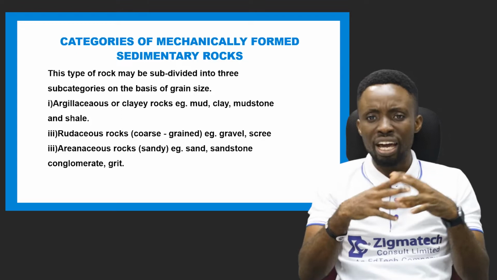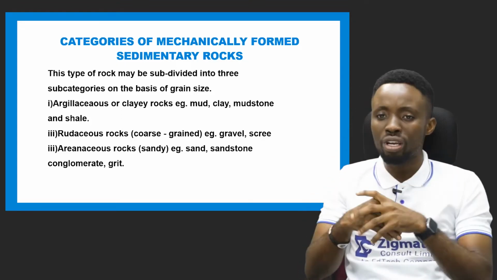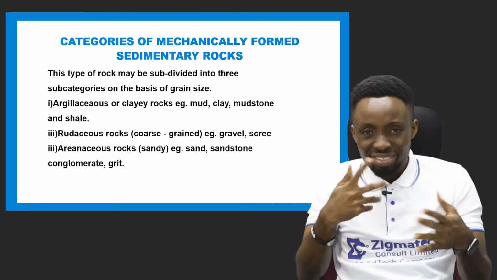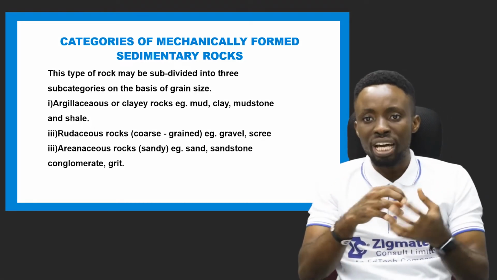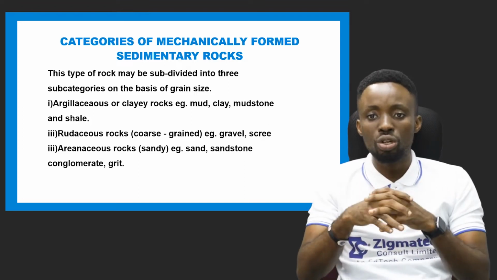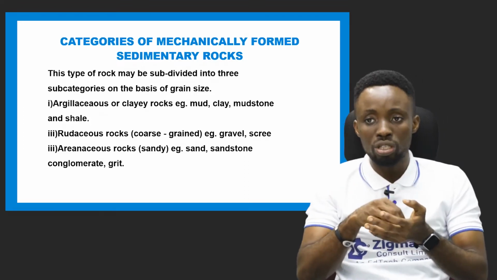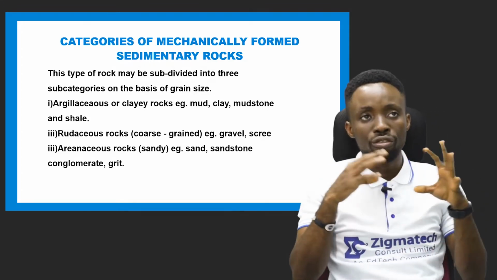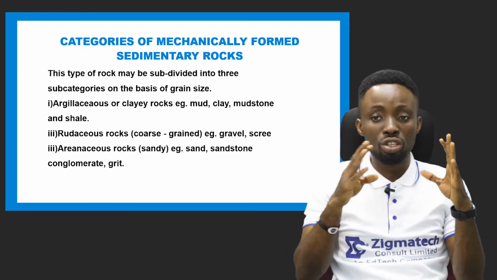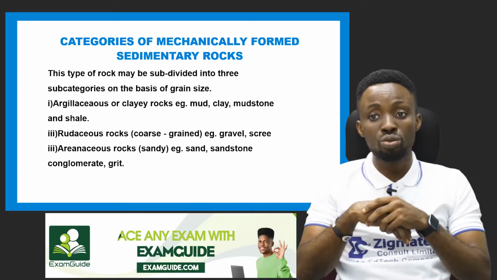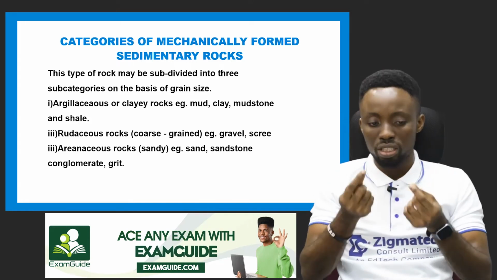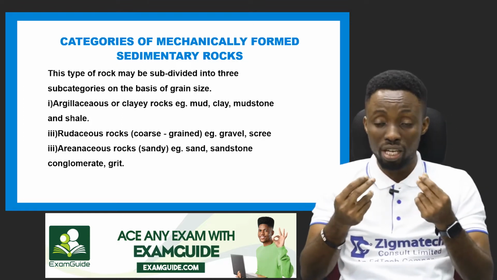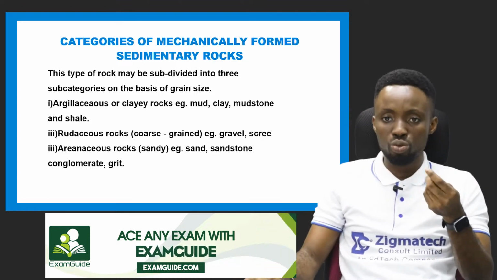Now, examples of the argillaceous or clay type of rock are mud or clay or the mudstone and the shale. These are sedimentary rocks that are mechanically formed and they have a clay nature. Then for the rudaceous or the coarse one, we have gravel and screes, that is gotten from exfoliation of rocks. Then we also have the arenaceous examples such as sand, sandstone, conglomerates, and also grits. These ones are actually sandy when you touch them. These sedimentary rocks are sandy when they are felt with the hand.